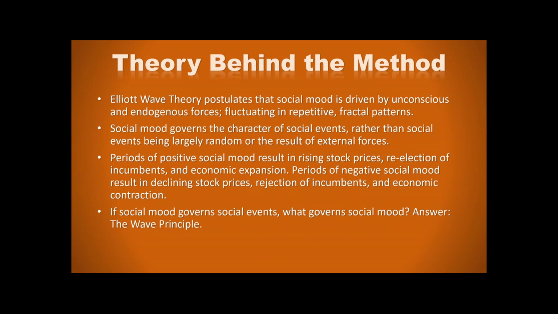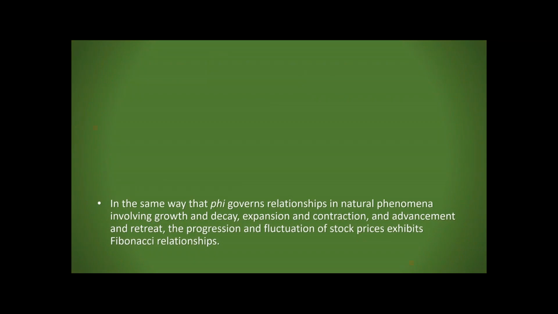Periods of positive social mood result in rising stock prices, re-election of incumbents, and economic expansion. Periods of negative social mood result in declining stock prices, rejection of incumbents, and economic contraction. Pretty straightforward there. If social mood governs social events, then what governs social mood? The answer there is the wave principle.